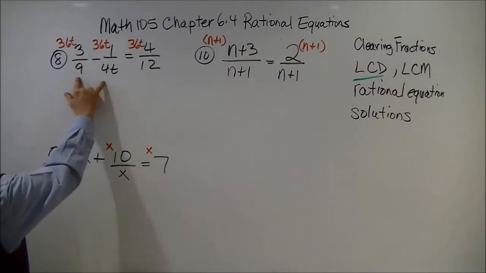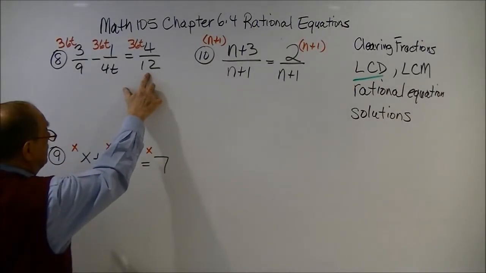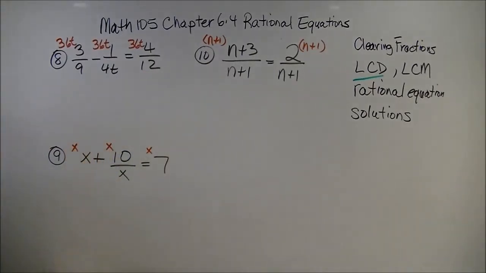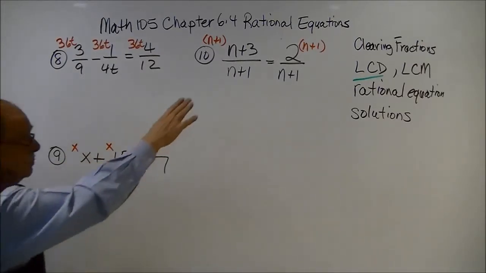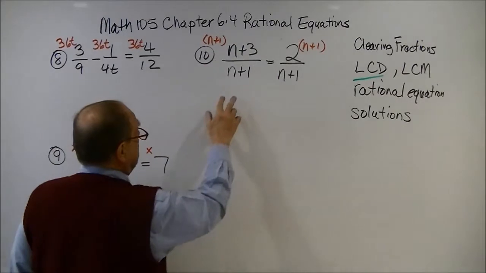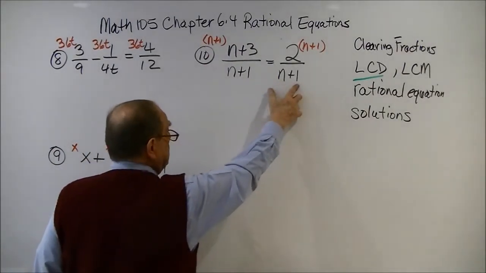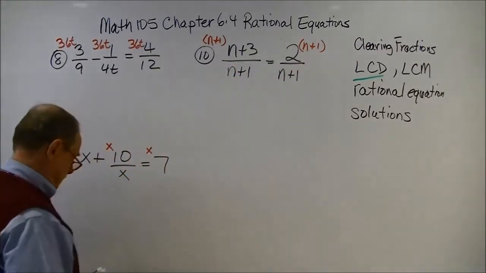Well, 4 times 9 is 36. 3 times 12 is 36. So our common denominator is 36. Here is just the x, so we multiply every term by the x. Again, we're clearing fractions. And then here, this is n plus 1, n plus 1. So n plus 1 is our common denominator.